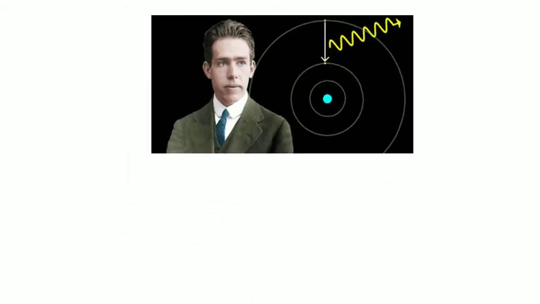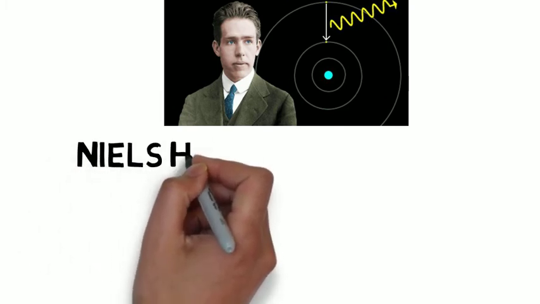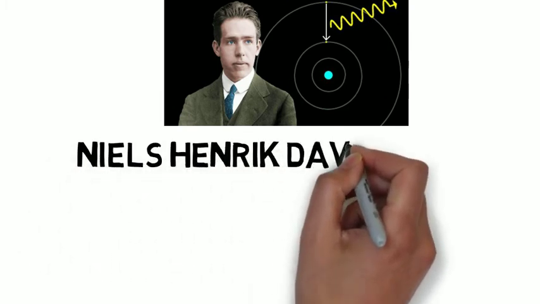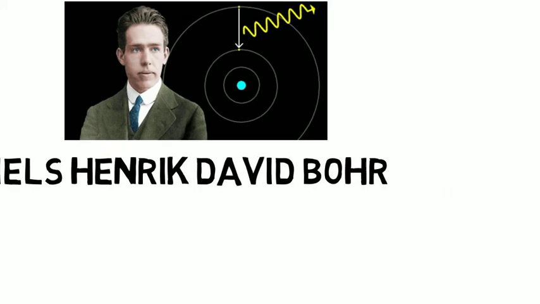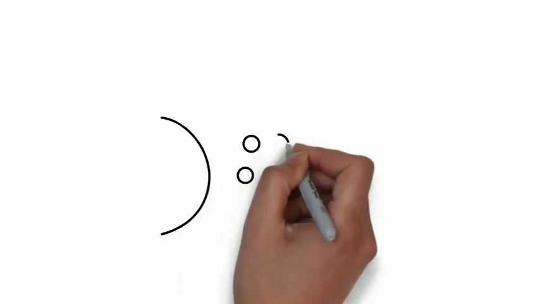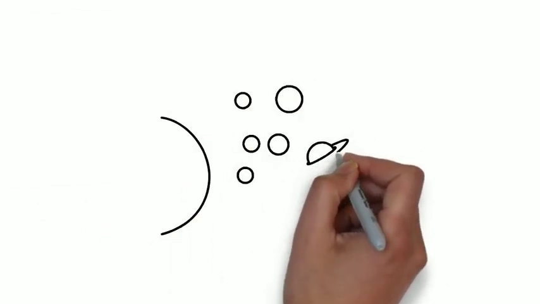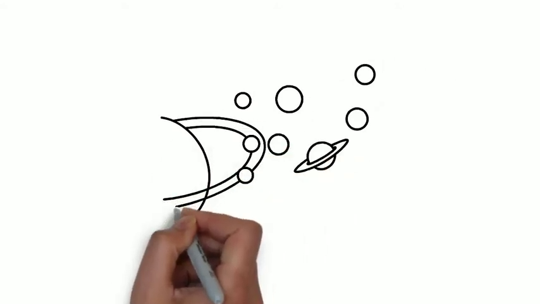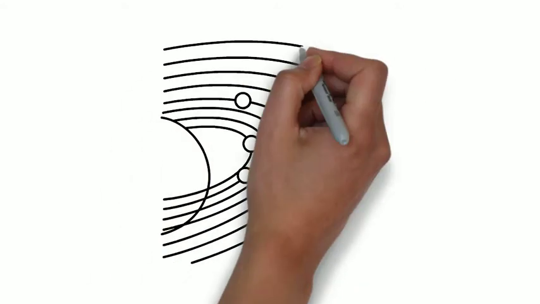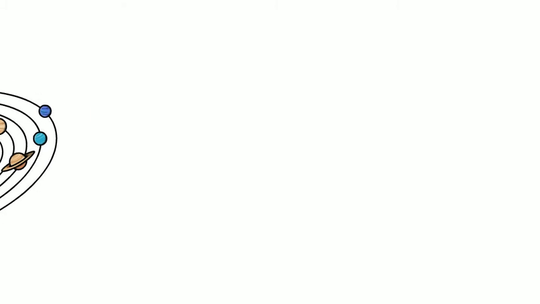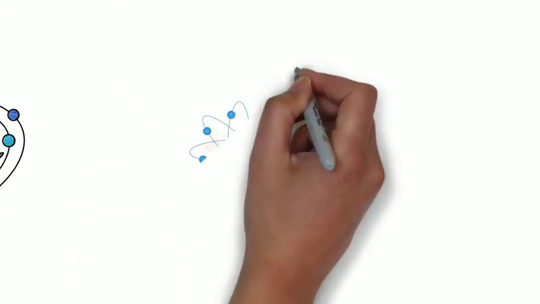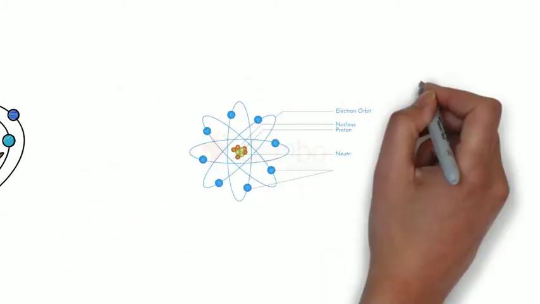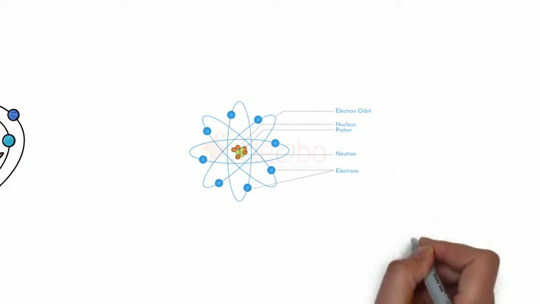This concept was introduced by Niels Henrik David Bohr. As reported by Niels Bohr, different electrons revolve around the nucleus in different orbits. The atom has been compared to the solar system. In an atom, the nucleus is the sun and the electrons are the planets, just like the planets in the solar system. Each electron revolves around the nucleus in its own orbit.